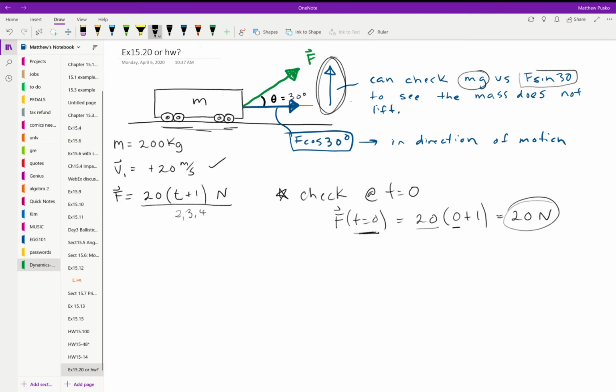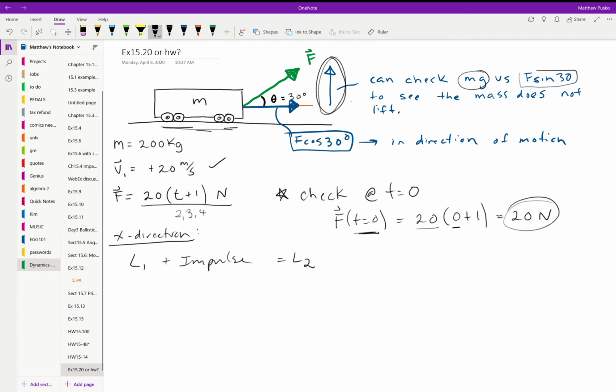Okay, so let's conserve linear momentum. So we can say L1, and this is just in the x direction. Let's leave the vector signs off for now. But L1 plus our impulse is equal to some new L2.